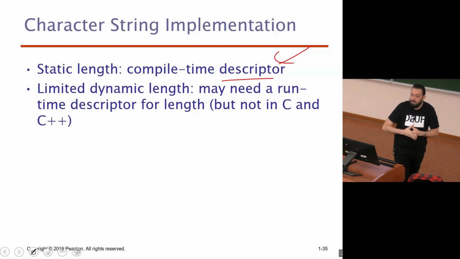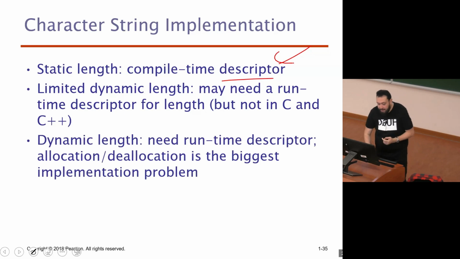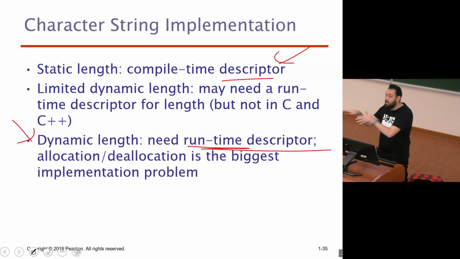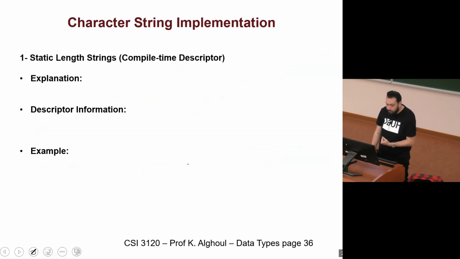If I'm building a limited dynamic length, what information do I need to put also in the descriptor? The maximum. So you're going to see it here. I'm going to show you. And then we have the dynamic length, which needs the runtime descriptor. So the descriptor here is a runtime descriptor, not the compile time descriptor. Why? Because we need to work with allocation and deallocation, which is the biggest implementation problem.